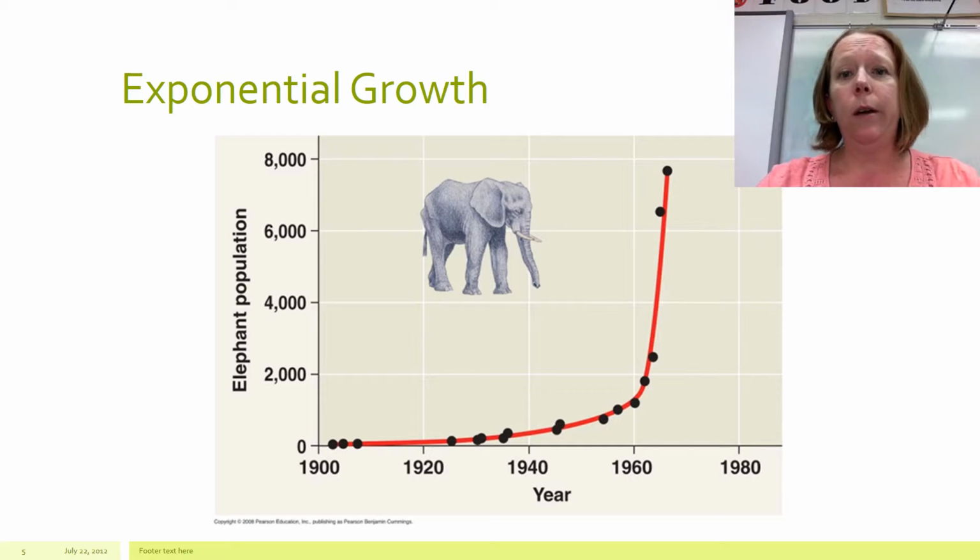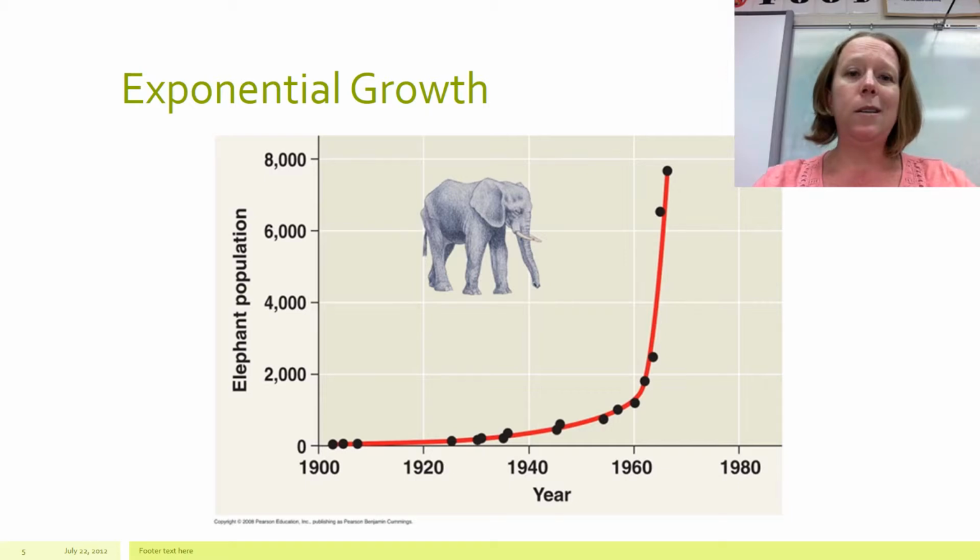So, some bacteria can reproduce every 20 minutes. So a population of bacteria under ideal conditions would double every 20 minutes. This is called exponential growth because it grows exponentially. And so when you graph it, you get this J-shaped curve that we see in the graph here.